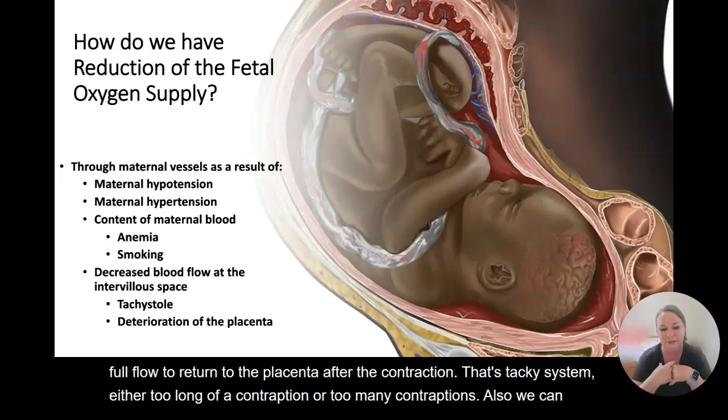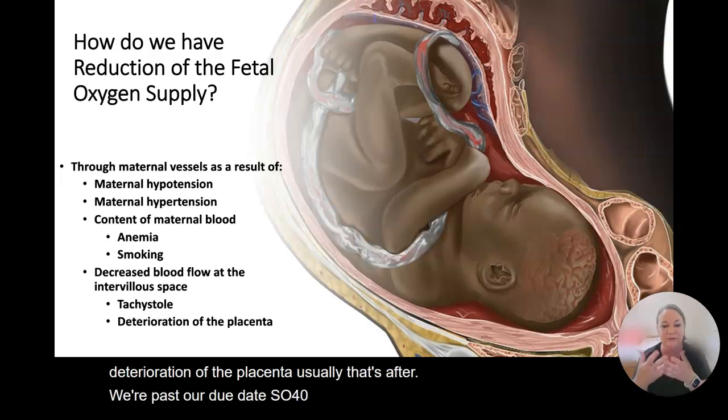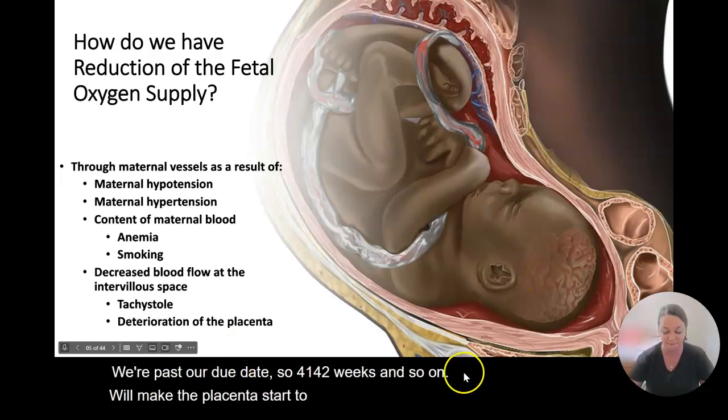Also, we can have deterioration of the placenta. Usually that's after we're past our due date, so 41, 42 weeks and so on, will make the placenta start to deteriorate.